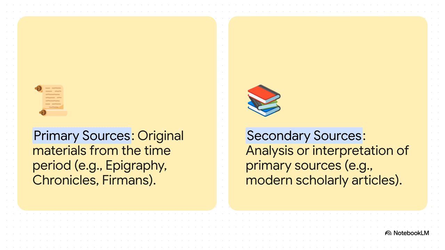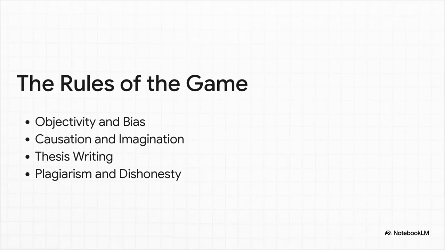Think of a primary source as the raw evidence from the crime scene, an ancient inscription, a coin, an official decree from a king. A secondary source? That's the expert analysis, the book or article a modern historian writes about that evidence. Knowing the difference is absolutely fundamental. It's game-changing.